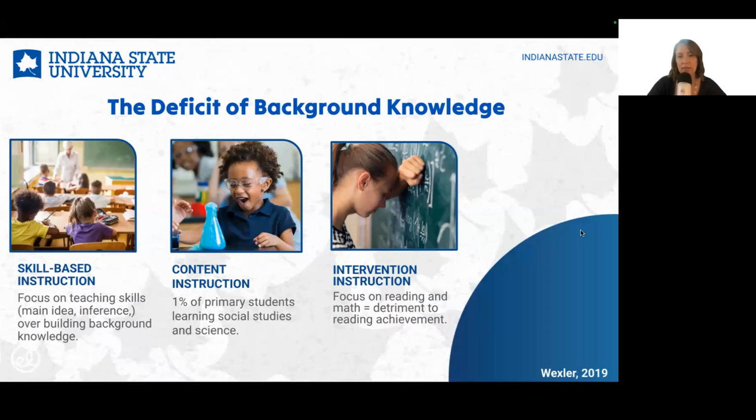One of the reasons that there's such a deficit in their current background knowledge is because they haven't had a lot of instruction. Only 1% of primary students in our country, kindergarten, first and second grade students, 1% have been taught science and social studies. Most of them just get it integrated into their reading time. They don't have a separate class or subject for this.